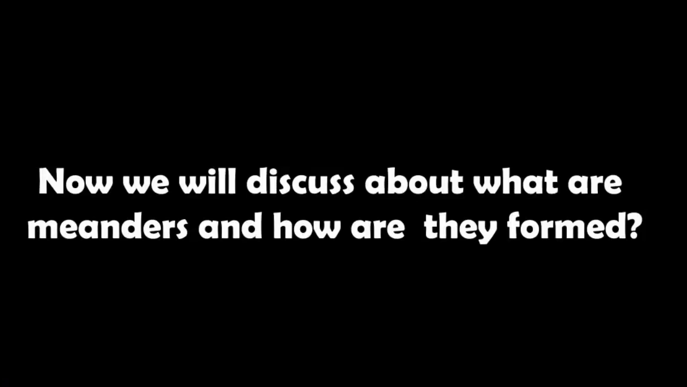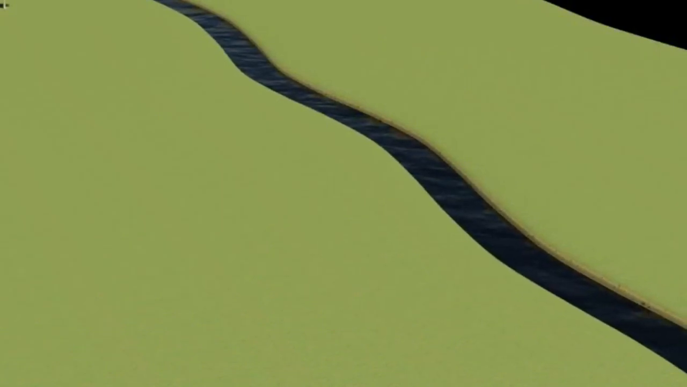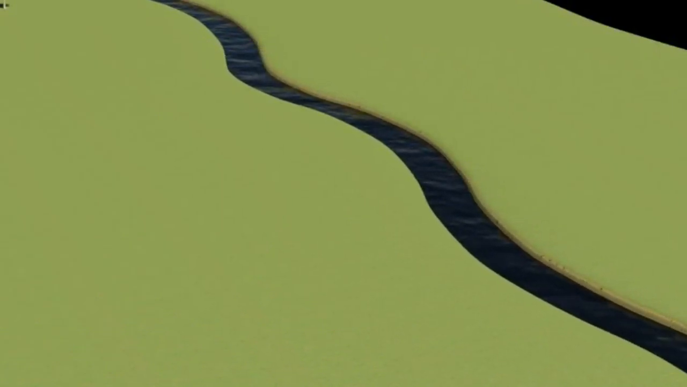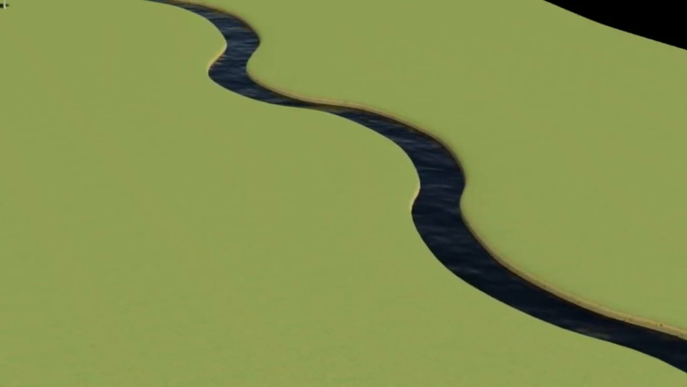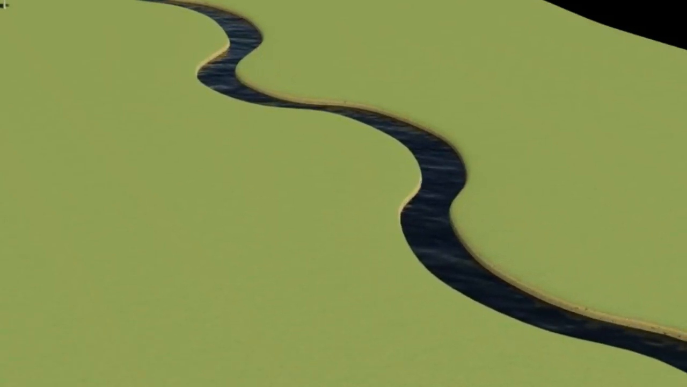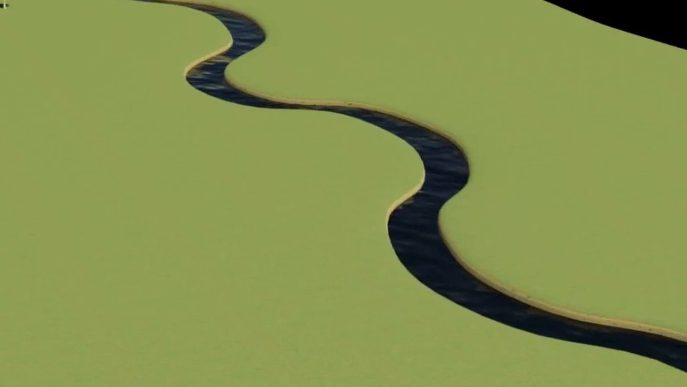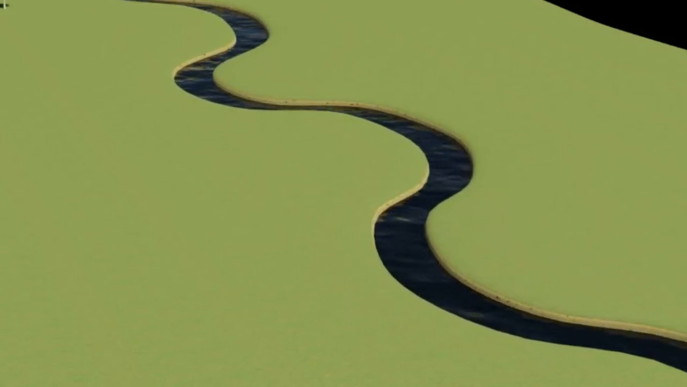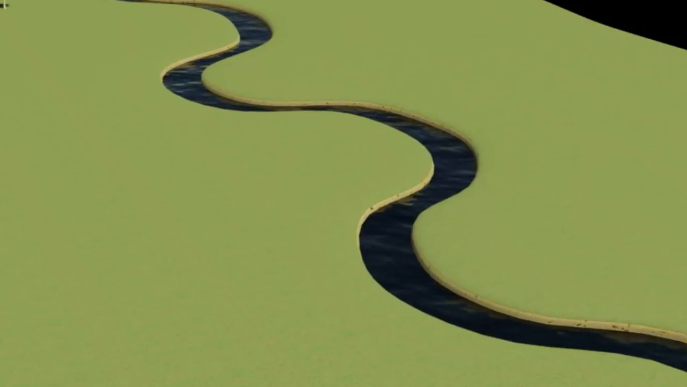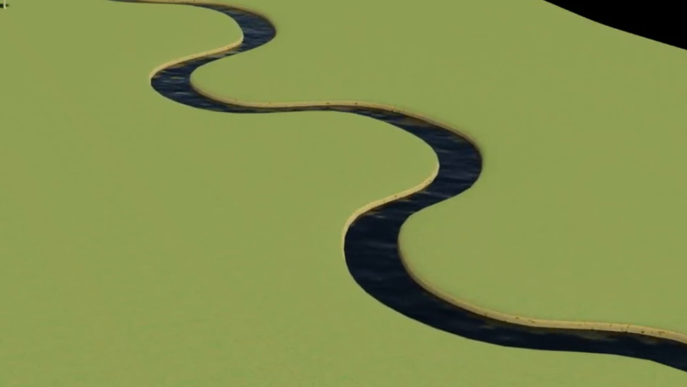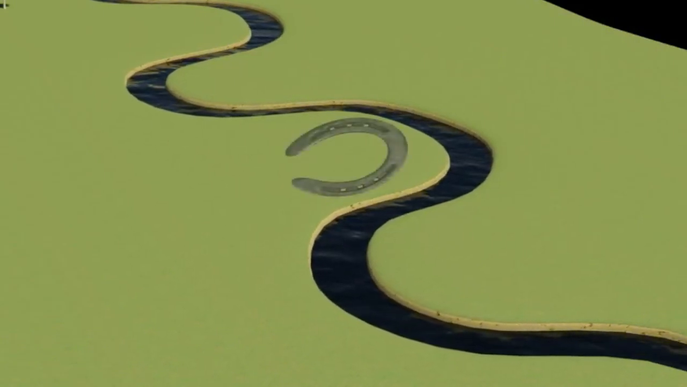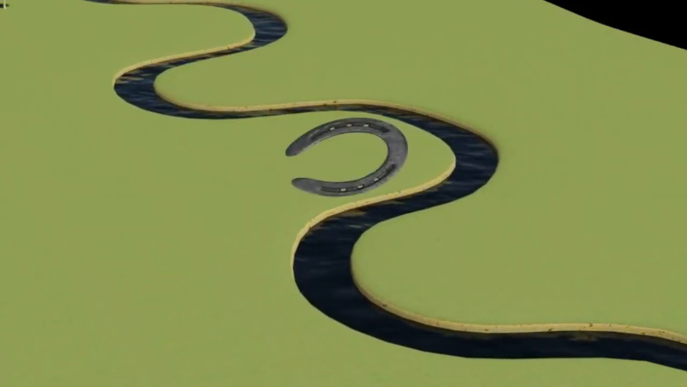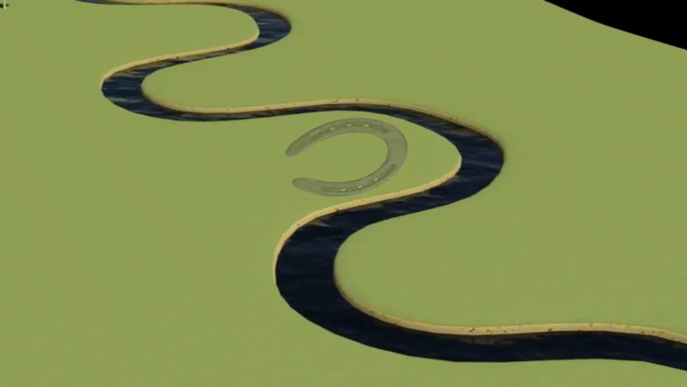Now, we will discuss what meanders are and how they are formed. Meanders are formed in the middle course of a river. The rivers flow through almost a flat plane in the middle courses. As water flowing under gravity seldom flows straight for any long distance, a winding course soon develops. The irregularities of the ground force the river to swing in great S-shaped curves, forming horseshoe-like loops called meanders.